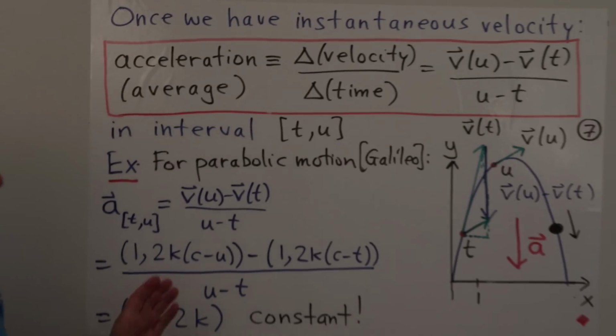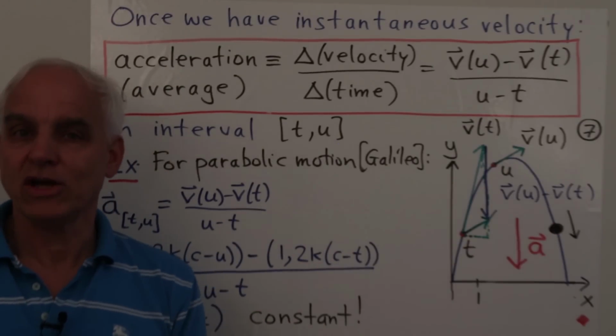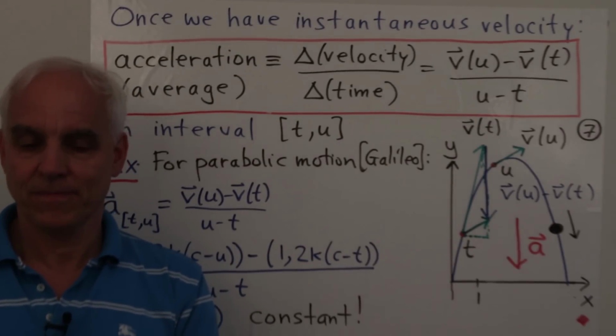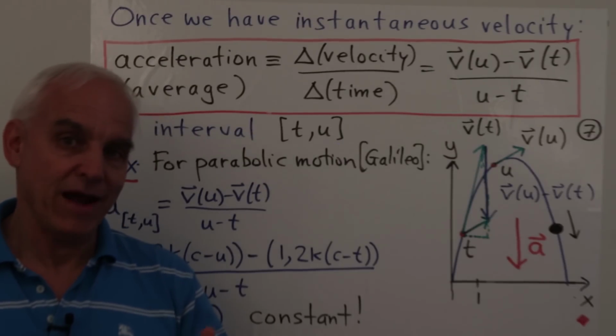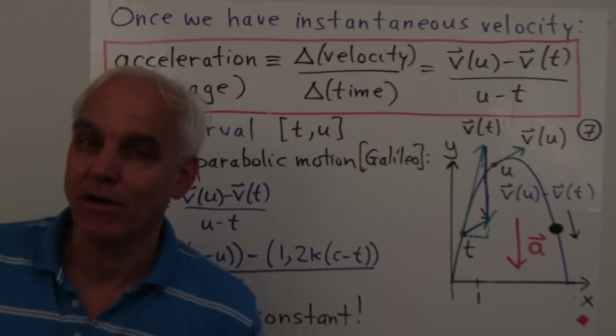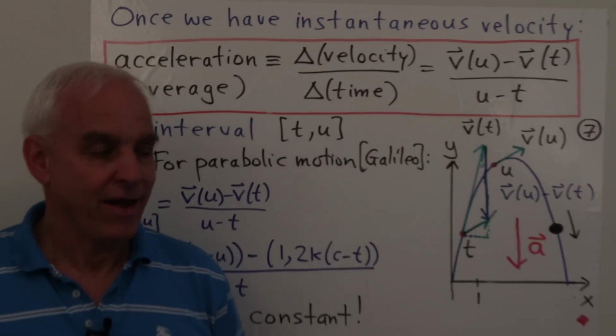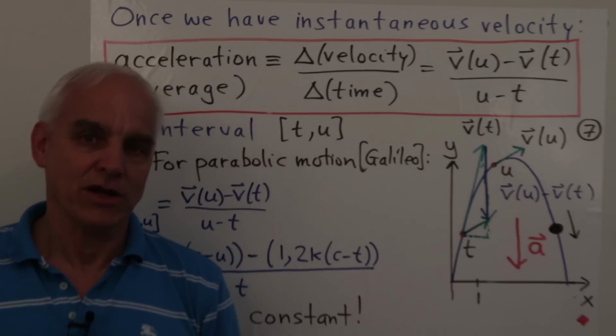And the calculation shows that no matter which 2 points we choose, the acceleration is always the same. That's ultimately explained by Newton's laws and the fact that the gravitational force here is responsible for the acceleration, and that, at least close to the Earth's surface, the acceleration is constant.